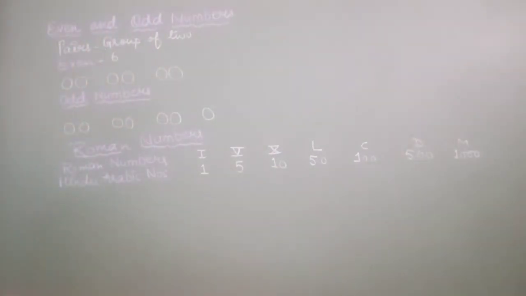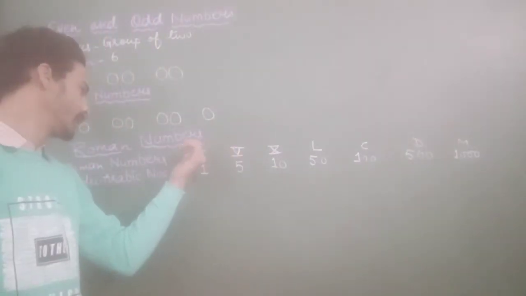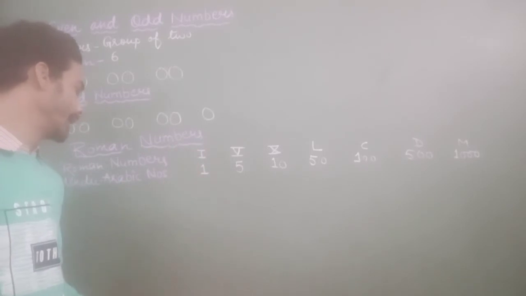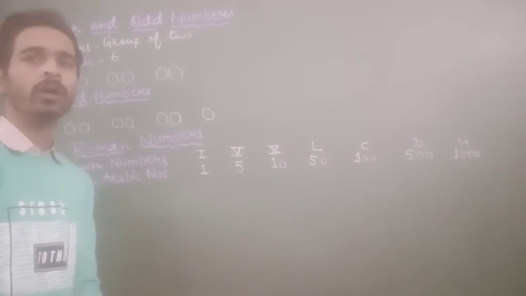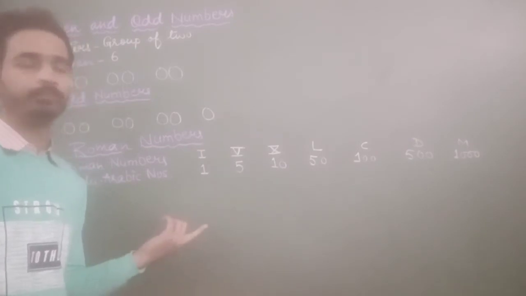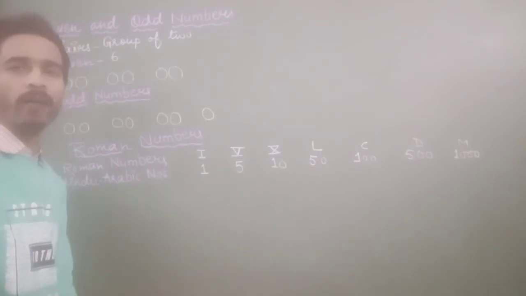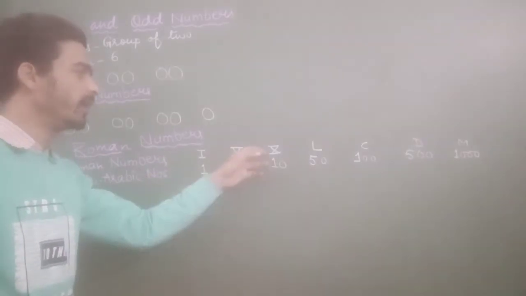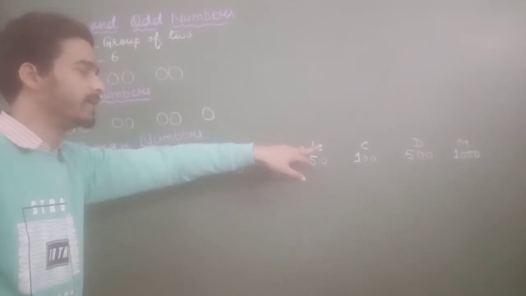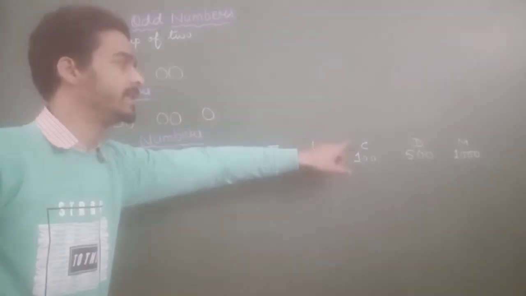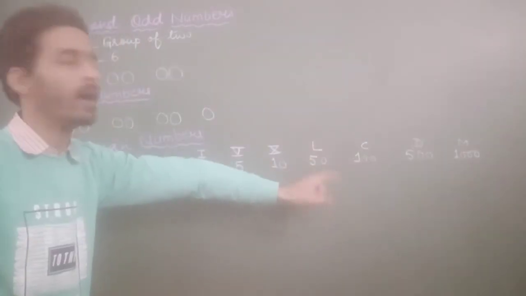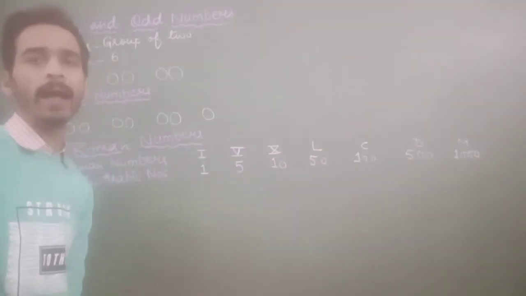So we can see here that the first series is for Roman numbers and the second series is for Hindu Arabic numbers. Listen to this lesson carefully. For 1 there is I. For 5 there is V. For 10 there is X. For 50 there is L. For 100 there is C. For 500 there is D. And for 1000 there is M.